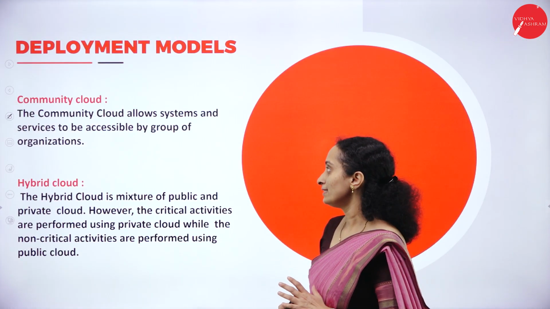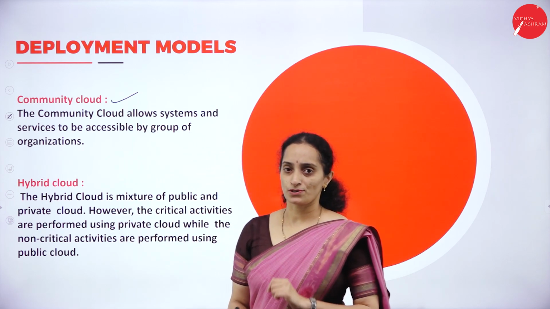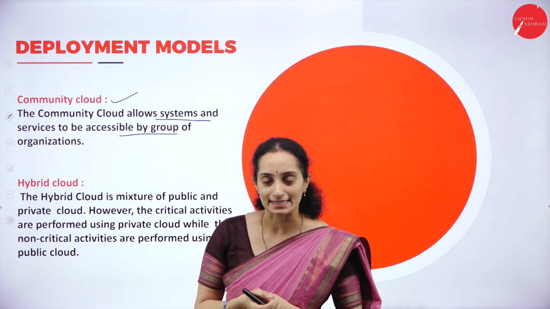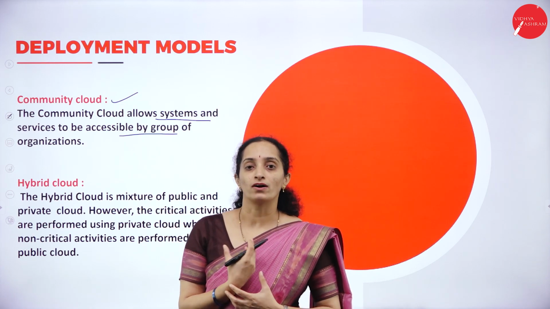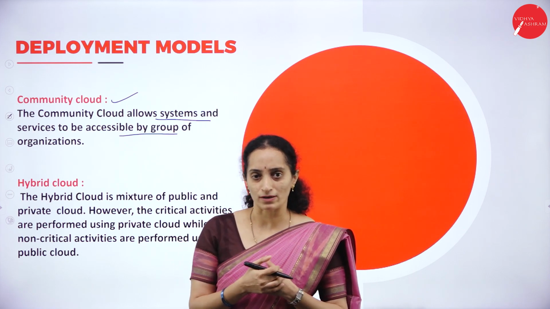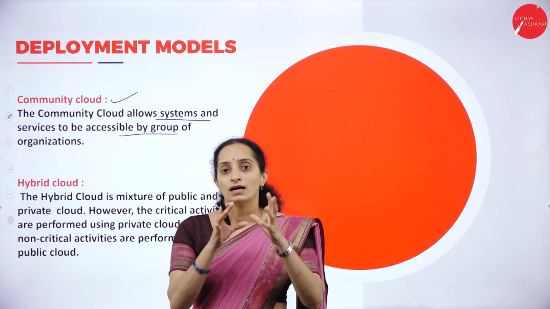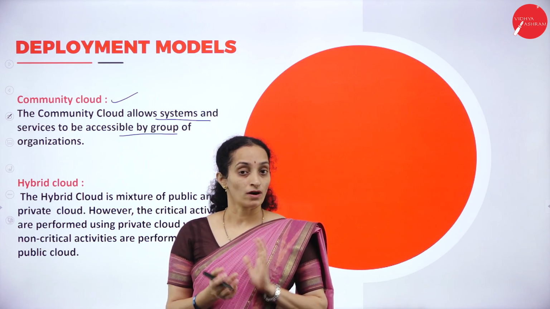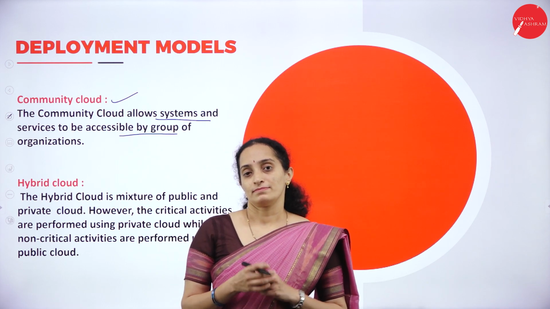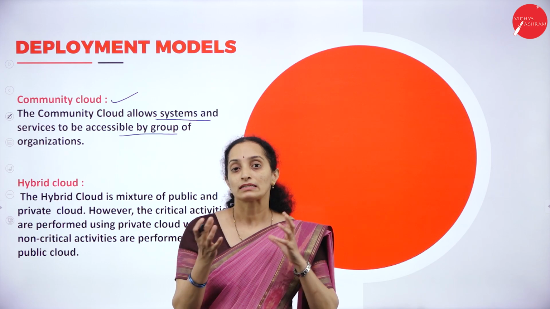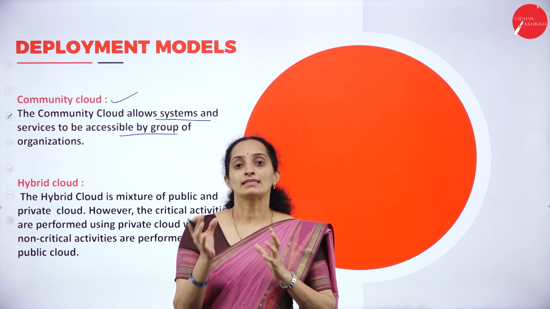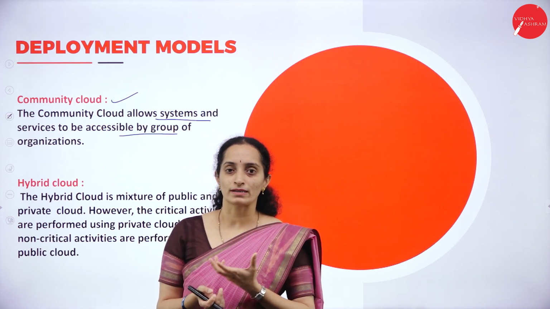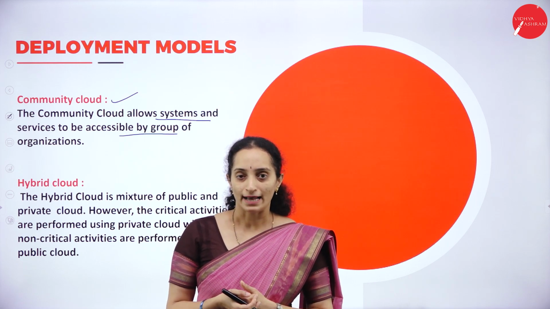Apart from public and private, we have another one, the community cloud. The purpose of having a community cloud is that it allows systems and services to be accessed by a group of organizations. If there are multiple branches of an organization, those multiple branches can access a single cloud for better accessibility of the data. If there is an MNC, it may have branches in various locations of India or in various locations of the world. It cannot take a separate cloud for each branch. Instead, they'll take a cloud for multiple branches of the organization, and those branches of the same organization can access the cloud.